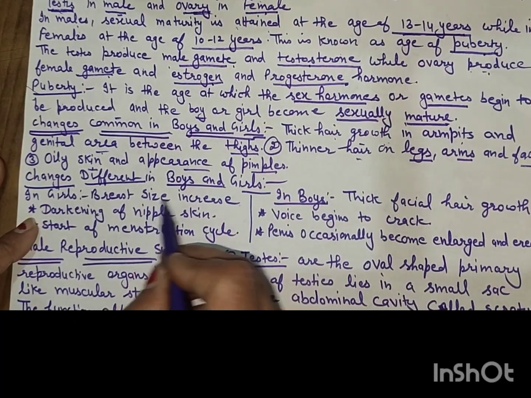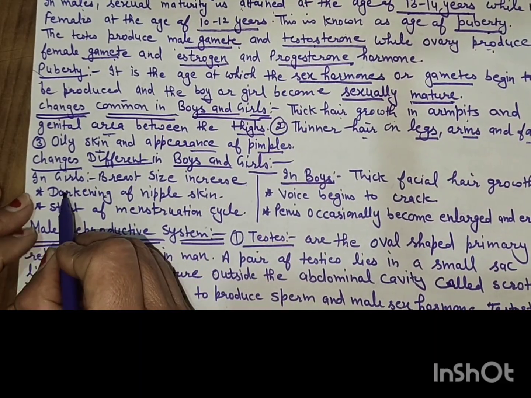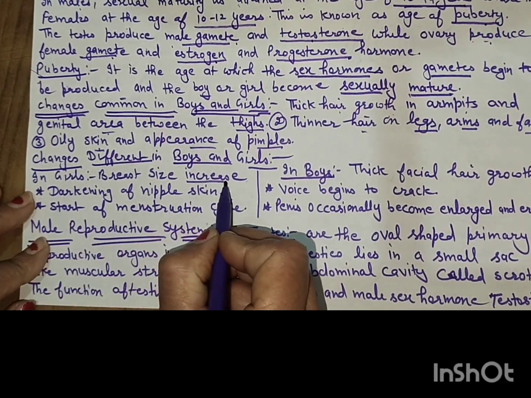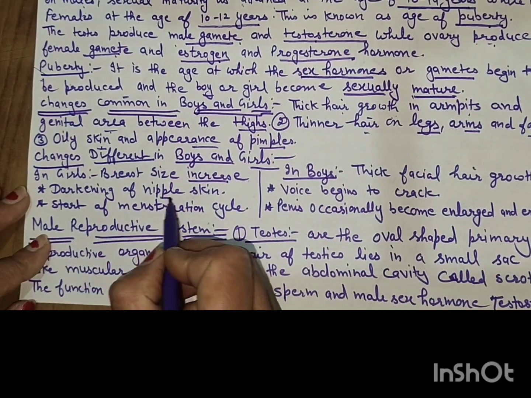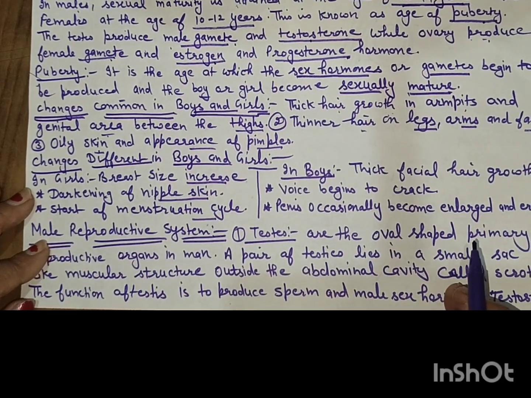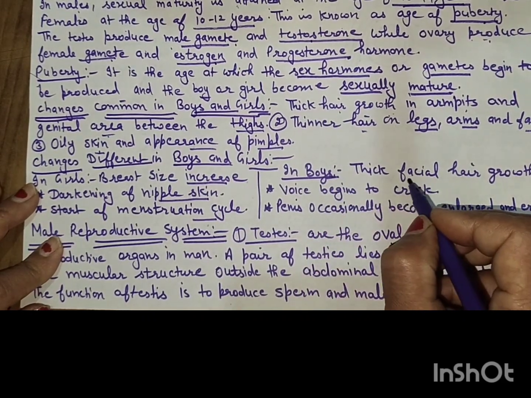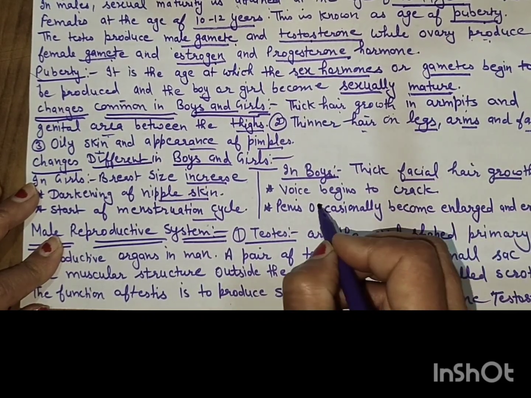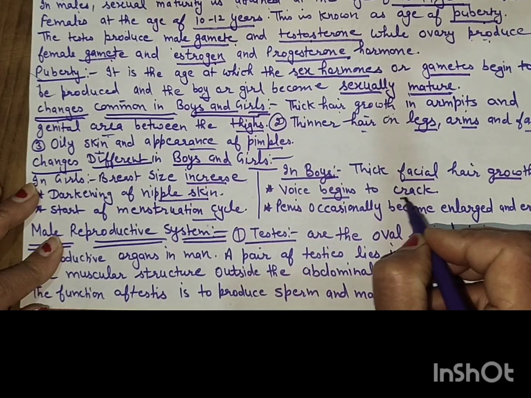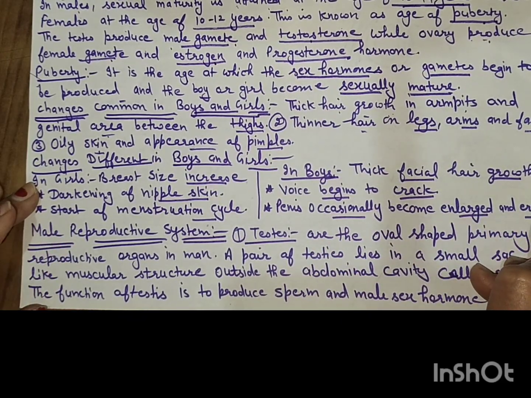Oily skin and appearance of pimples. Now, changes that are different in boys and girls. Changes in the girls: breast size increases, darkening of the nipple skin, and start of the menstruation cycle. At the age of puberty, the changes in the boys are thick facial hair growth, the voice begins to crack, and the penis occasionally becomes enlarged and erect.